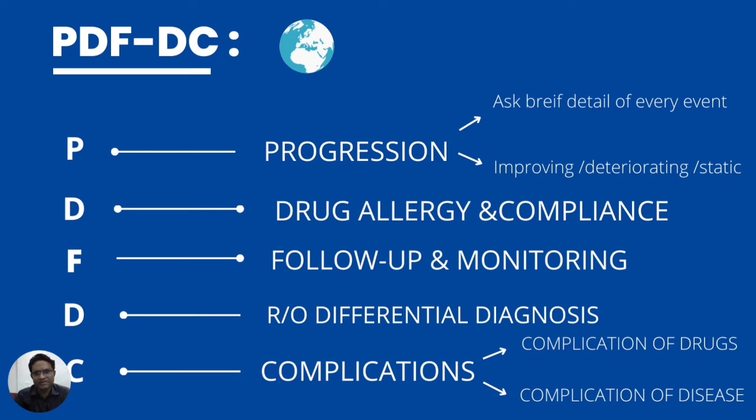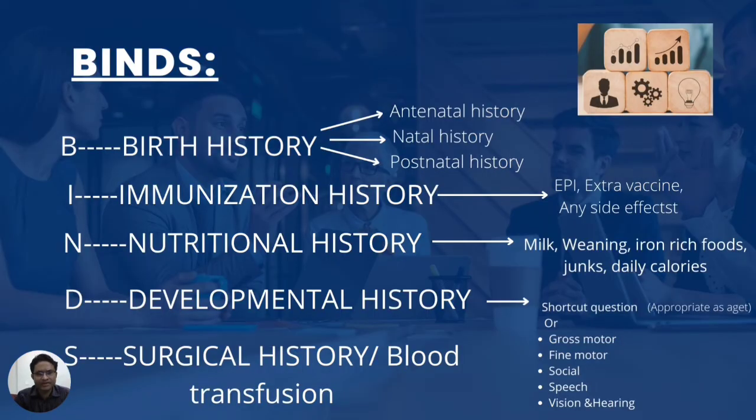After how much time do you go to OPD for checkup, or do you change hospital or doctor? Any labs advised to do either at home or hospital for monitoring of disease or its complication. D: Rule out differential diagnosis at this point. C: Complication of drug and complication of disease.